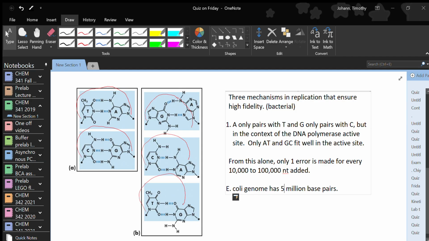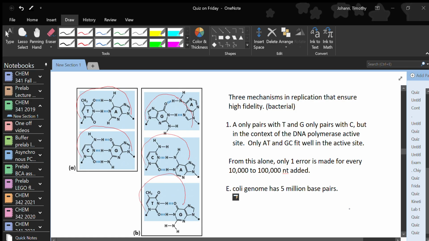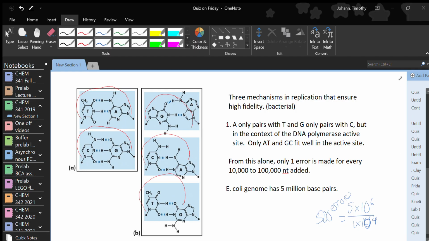I see some confused looks, so let's do actual math rather than doing it in our heads. The question is, if you make one error every 10,000, and we have 5 times 10 to the 6 base pairs, and we make an error every 1 times 10 to the 4th, I agree with my math before. That's going to be 500 errors. So you think about that every time the E. coli divides, we're going to end up with that many errors.